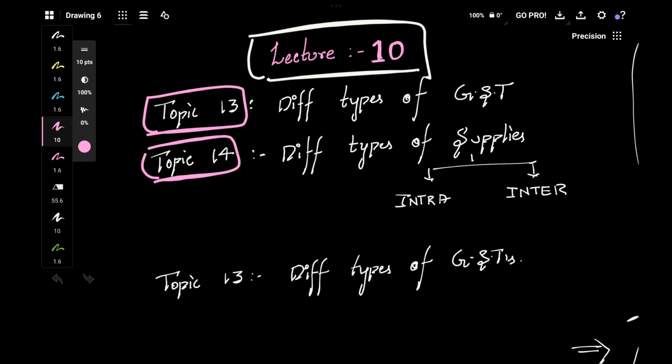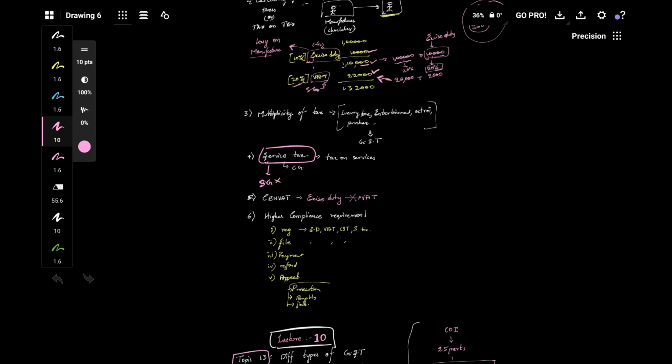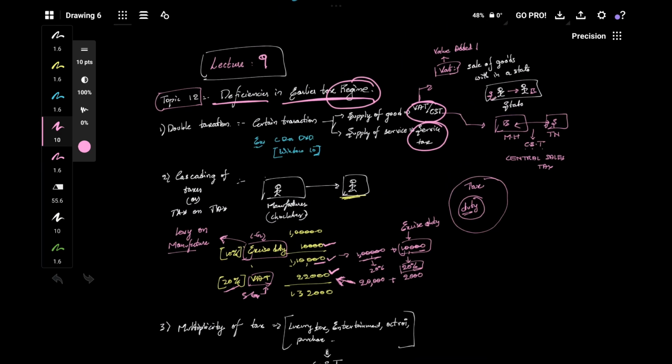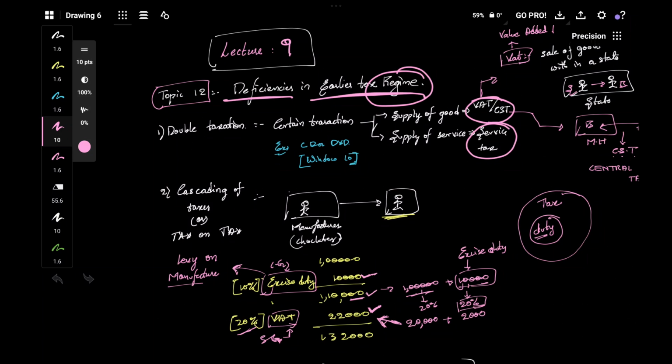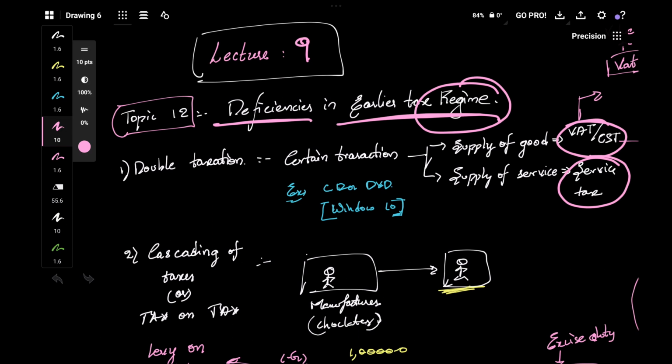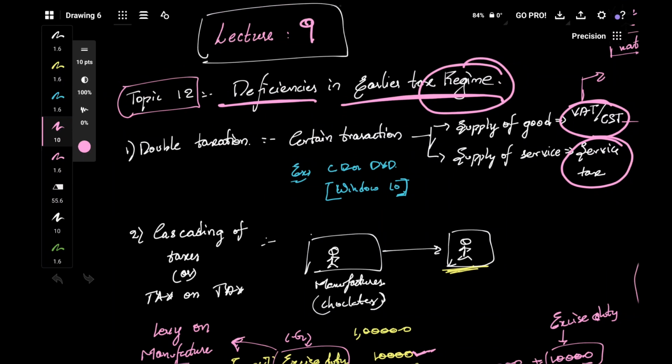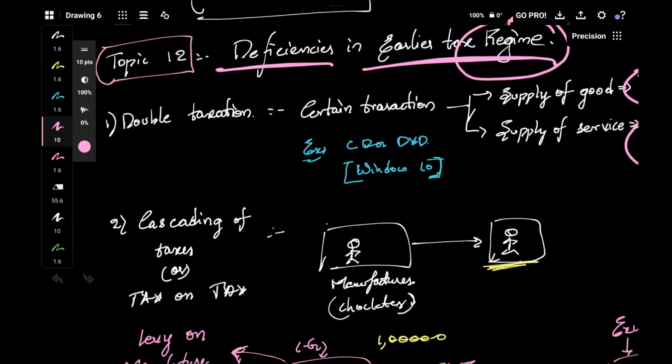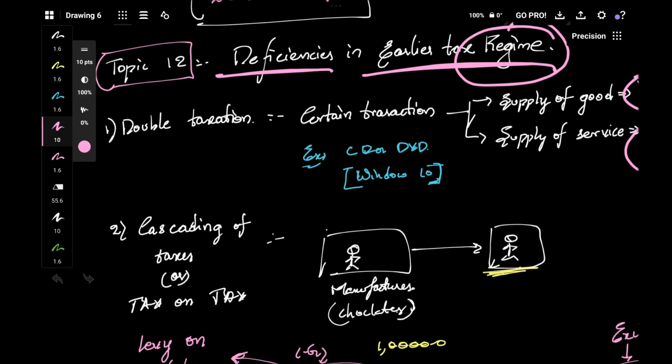Let's discuss our previous class for 2 minutes. In our previous class, we discussed the deficiencies in the earlier tax regime, that is, before GST. What are the taxes we had, and in those taxes, what were the issues or problems that needed to be solved. GST has become a hero after it came into force, and it has solved all those problems. So what were those problems before GST?